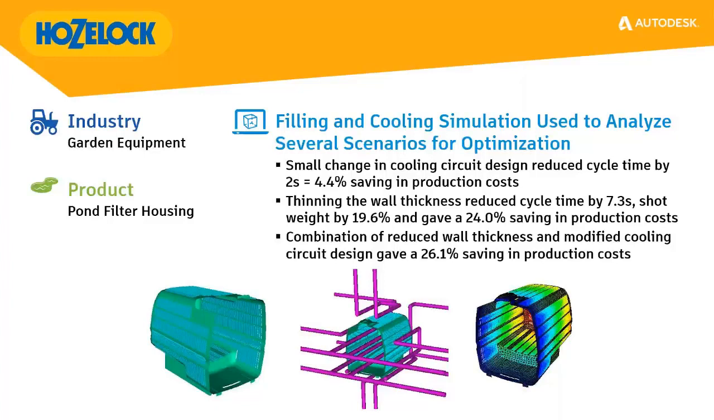They didn't stop there. They were able to reduce the wall thickness and use Moldflow to predict the ability to still mold the part under the injection pressure limitations. This change not only saved on material costs, but it also reduced the cycle time by 7.3 seconds. These combined design changes resulted in a 26% savings in production costs. What I like specifically about this success story is that the company used Moldflow to identify areas of the mold and part that limited the cycle time and made adjustments to both the part geometry and the cooling circuit.